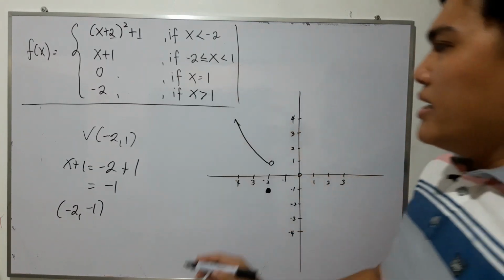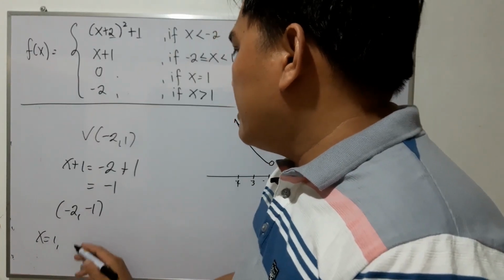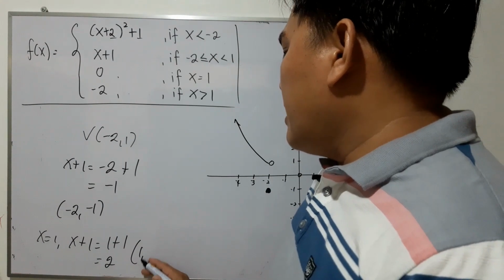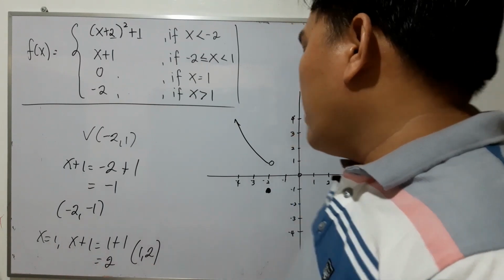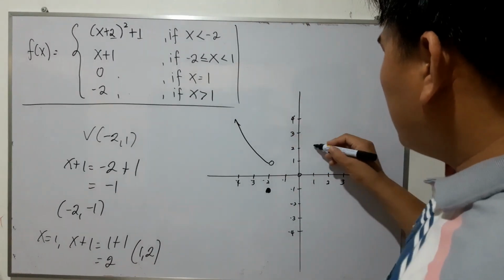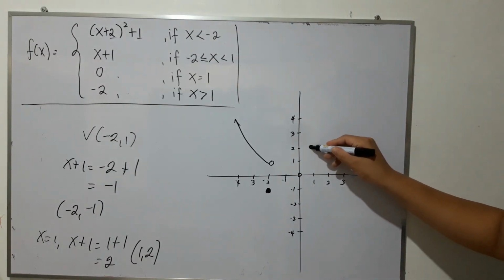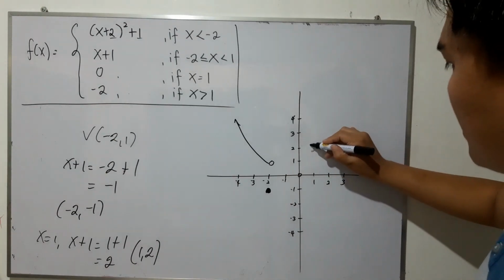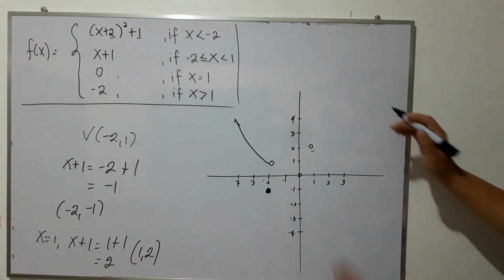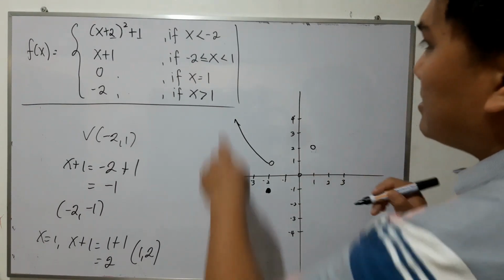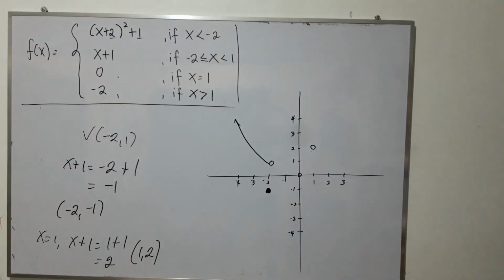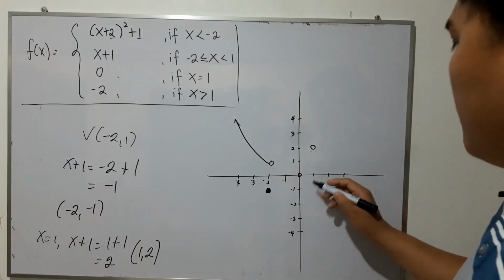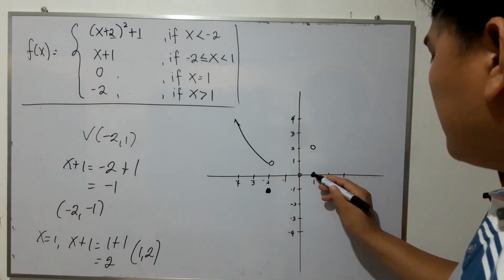And then let's use 1. If x is 1, x plus 1 is 1 plus 1, that is 2. So we have 1, 2. But this one is not included, so we have to make a hollow circle since x is strictly less than 1. And then if x is 1, y is 0. x is 1, y is 0, it's on this.